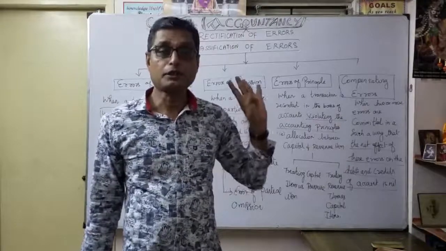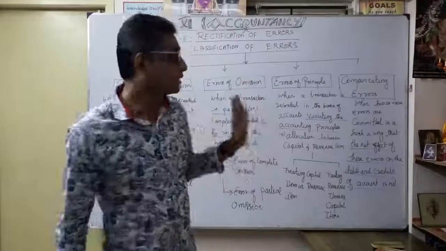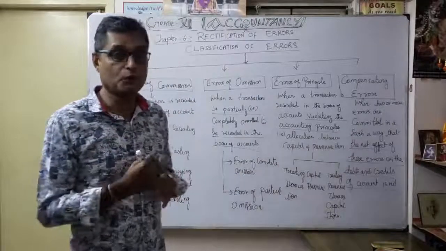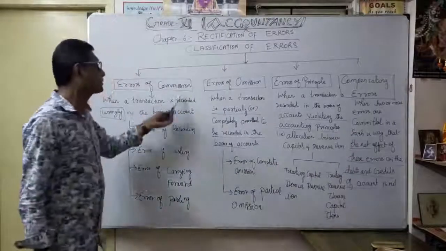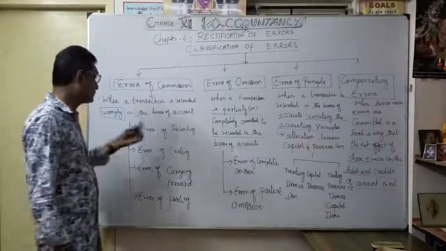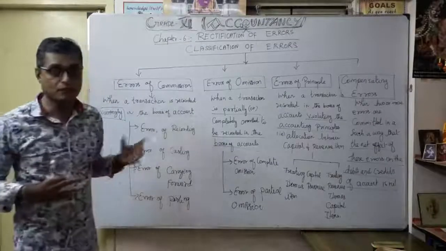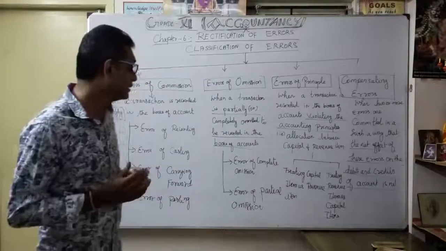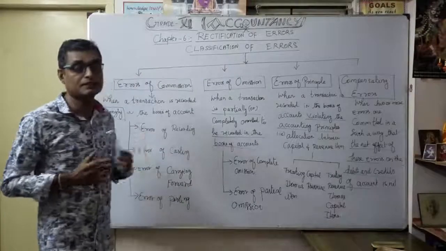Okay, so rectification of errors comes under these four classifications. We will discuss each one in detail. Now we are going to discuss error of commission. Under that, what are the four possibilities of this error? Okay, now we'll see how it will be. With the example, you can clearly understand these four types of error coming under error of commission.